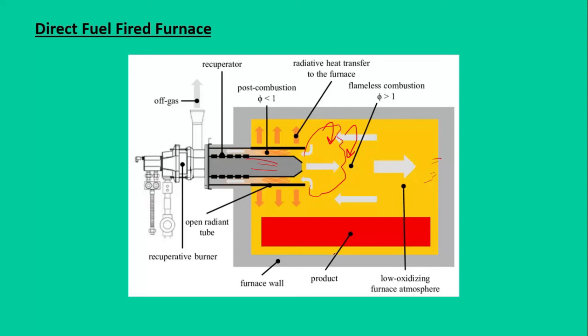At the bottom of this furnace, we have a tap, so that once the material is melted, we can take out the molten material. So this is a direct fuel fired furnace. As the name suggests, the fuel is in direct contact with the material. That's why it is a direct fuel fired furnace.